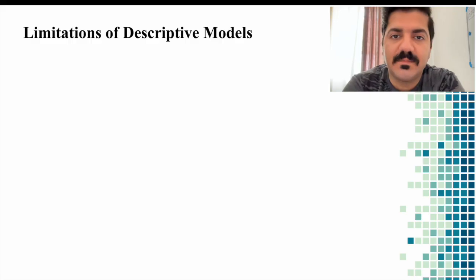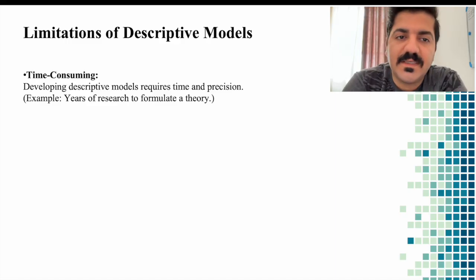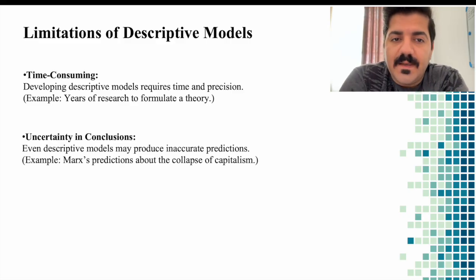Downsides of descriptive models. First, slow to create. It takes years to build a good one. For example, Marx spent decades writing Capital. You can't rush deep analysis. Second, still guesses, sometimes wrong. Even smart models fail. For example, Marx predicted capitalism could collapse, but it adapted.